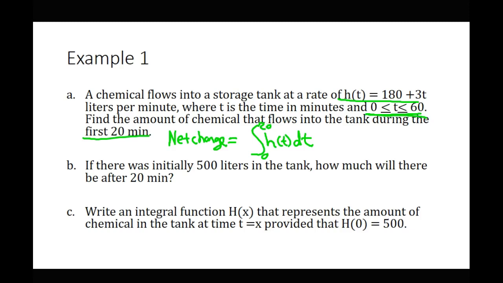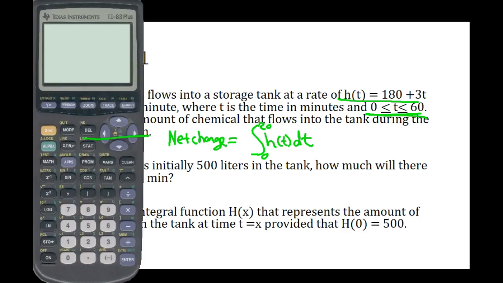So from here we're going to use our calculator. Here we go. Let's do an integral. So go to Math 9 to bring up your integral. You guys probably have the one that looks better. Mine's the ugly one. The first thing you type in is the function that you're integrating. So that's 180 plus 3t.